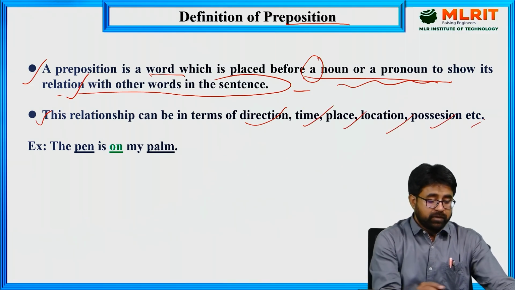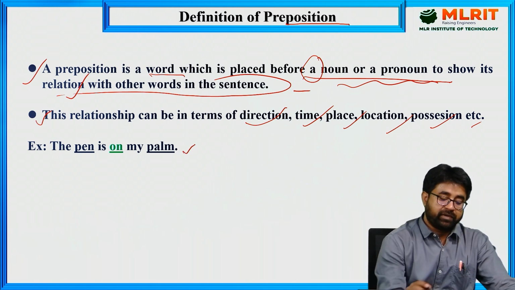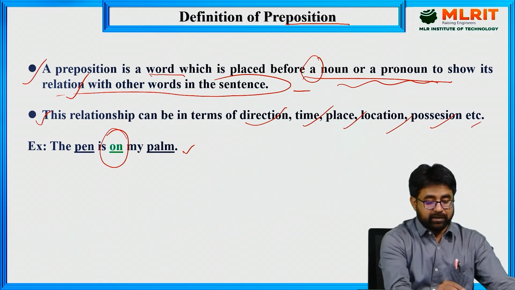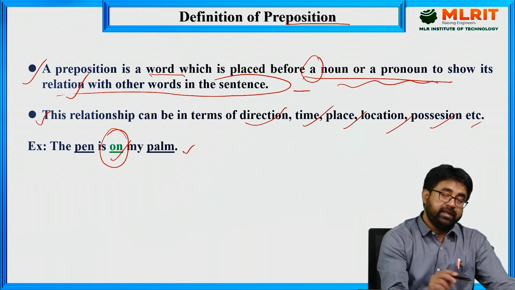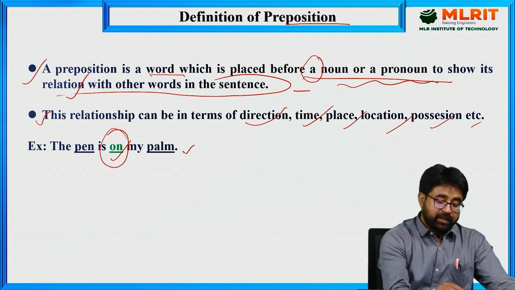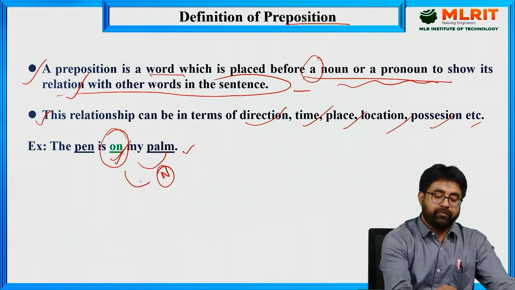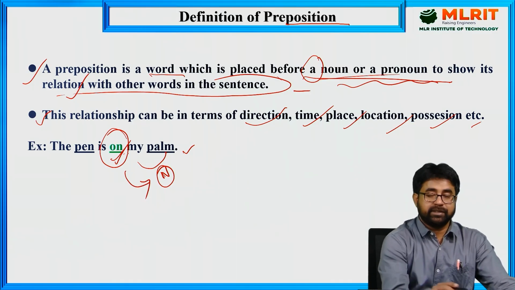Okay? So you see the example here. Now, the example would clarify the definition further. The pen is on my palm. So you can see the green one, it's a preposition, you all can understand easily. Now here, what you need to understand is, you see it is coming before this particular noun, right? This preposition is coming before a noun. You can see the definition: it comes before a noun or pronoun. So this is one part.